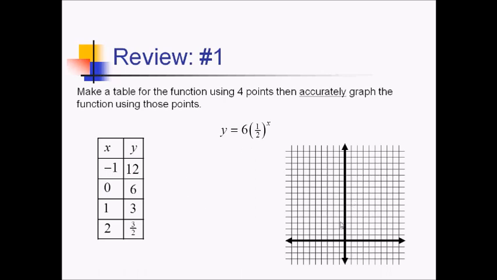So we've got -1, 12. So that's 3, 6, 9, 12, just got to count these carefully, and then 0, 6, 1, 3, and then 2, 1.5, or 3/2. Now, when you're graphing this, you got to be careful because it looks like just using these 4 points that we would just keep going in this direction, but in fact, we know with exponential functions, you have a horizontal asymptote on the x-axis, so it's actually going to look something like this.